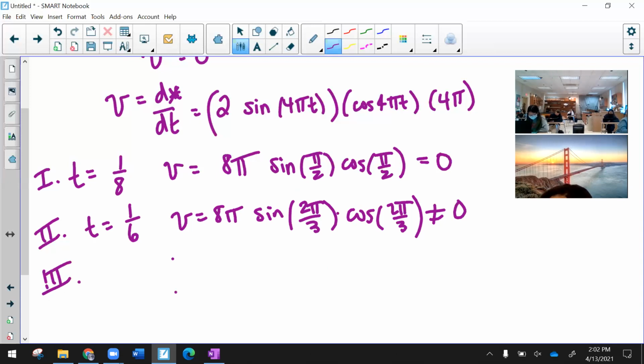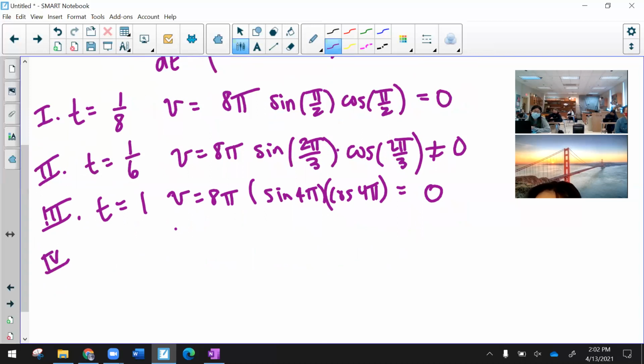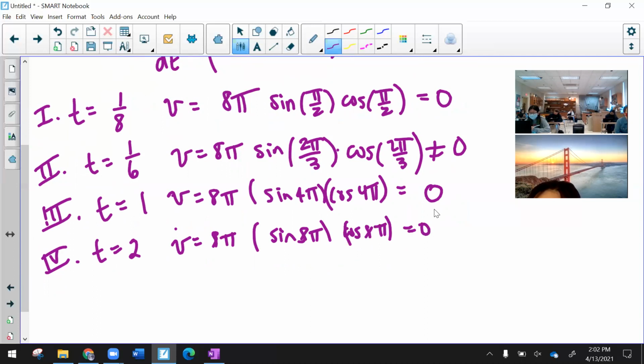So if we look at 3, where t is equal to 1, v is going to be 8 pi times the sine of 4 pi times the cosine of 4 pi. Again, I know the sine of any whole number times pi is going to be 0. And the same thing is going to hold for when it's 2, because that's going to give me sine 8 pi times cosine 8 pi. And again, that's going to be equal to 0. Okay, makes sense?